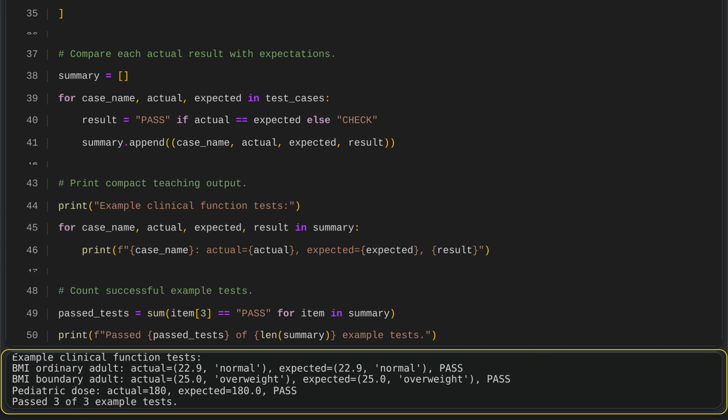This script quickly checks 2 clinical calculations, body mass index classification and pediatric medication dosing by weight. It runs predefined cases including a typical adult, a BMI boundary case, and a specific pediatric dose scenario. Each result is compared with the expected answer and labeled as passing or needing review. The script then prints a summary and counts how many tests passed, giving a basic validation of the functions in realistic situations.